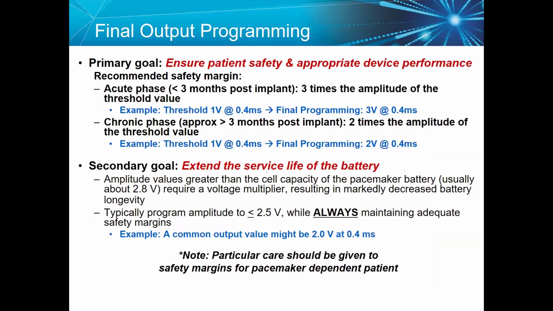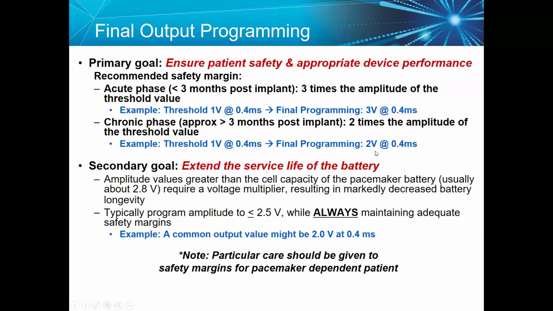We should give 3 times the threshold in the chronic phase, approximately 3 months post implant. Usually we adjust to double the threshold only. If we activate auto capture, it will give automatic capture, increasing by 0.25 to 0.5 millivolt above the threshold. Okay, secondary goal: extend the service life of the battery.